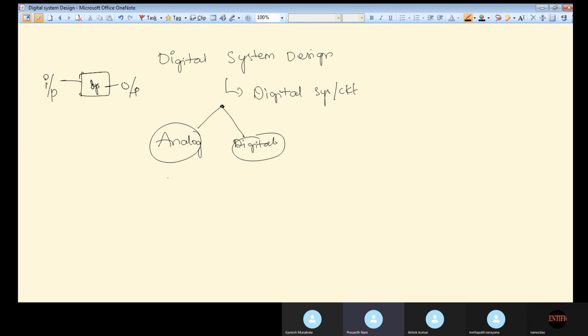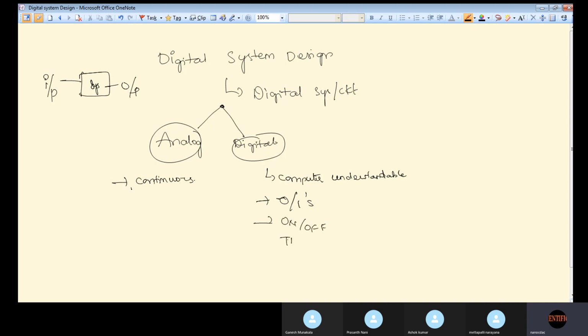Digital system means a computer understandable language, madam. Digital language, computer understandable, that means zeros and ones, binary, represented with zeros and ones. Okay, anything else? Analog means continuous electrical signals, which we use there. Digital means two levels, on, off, or true, false. Yes. Anything else?